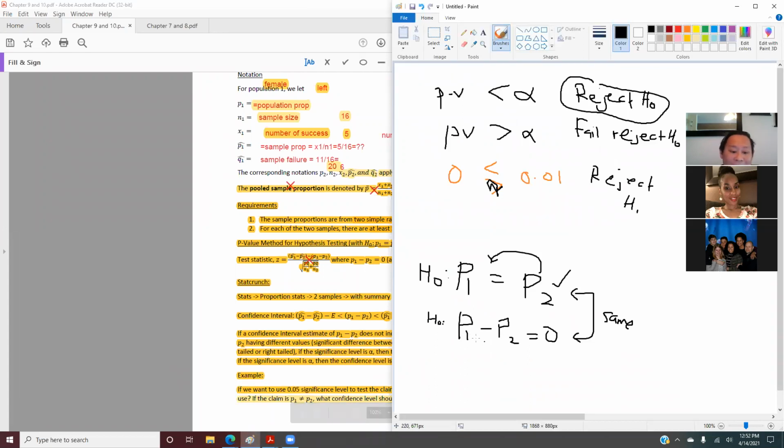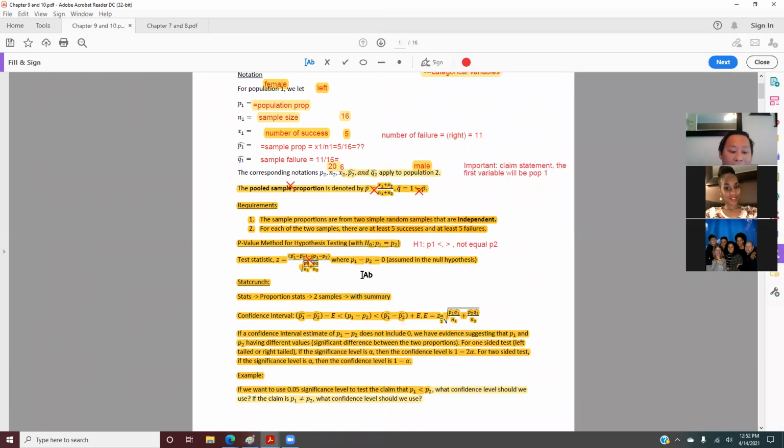What does this stand for? I will tell you what this P1 minus P2 stands for. In StatCrunch, you go to Stats, Proportion Stats, Two Sample, With Summary.